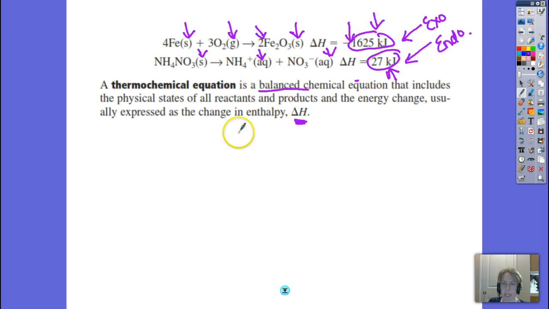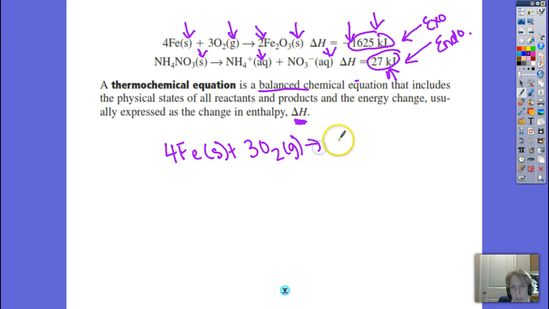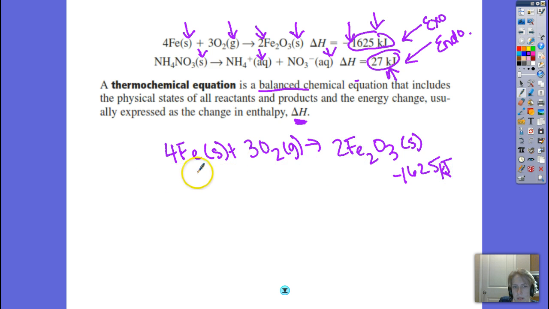One thing I would like to point out is if you have this equation, let's say we have our 4Fe plus 3O2 giving us 2Fe2O3. This is a negative 1625 kilojoules. But what if I tried to decompose this? Because this is synthesis, right? We have two coming together to produce one.